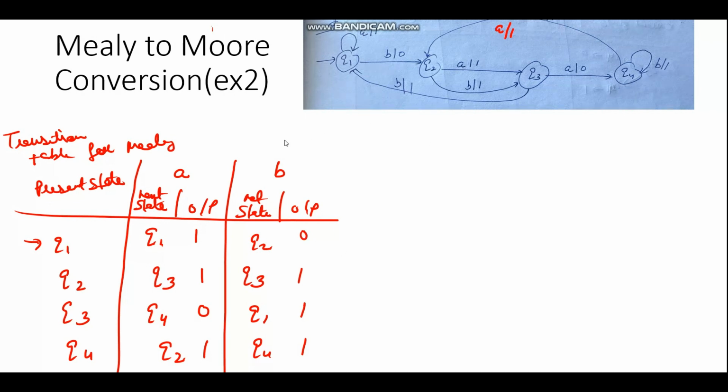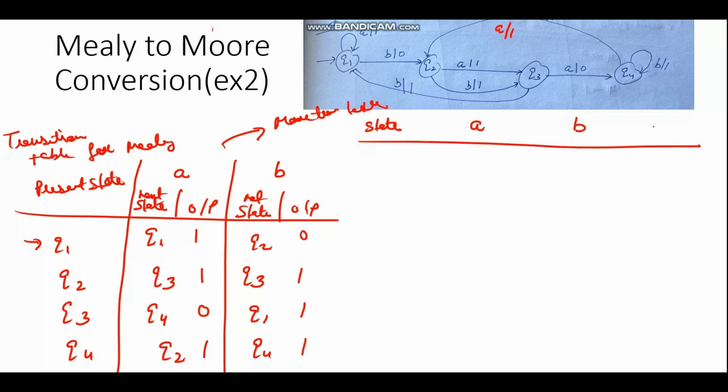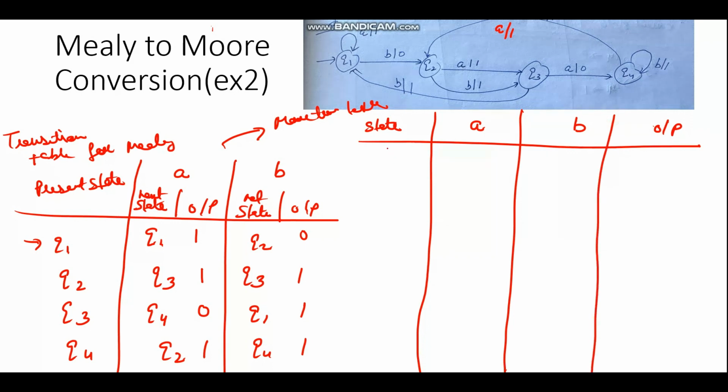Now what do we have to do? We have to convert this transition table of Moore to the Mealy transition table. So for creating the Mealy transition table, we will write states over here, for input A, for input B, and we need to write the output, because we know in Mealy we have one output column also. So we will start with the state Q1.